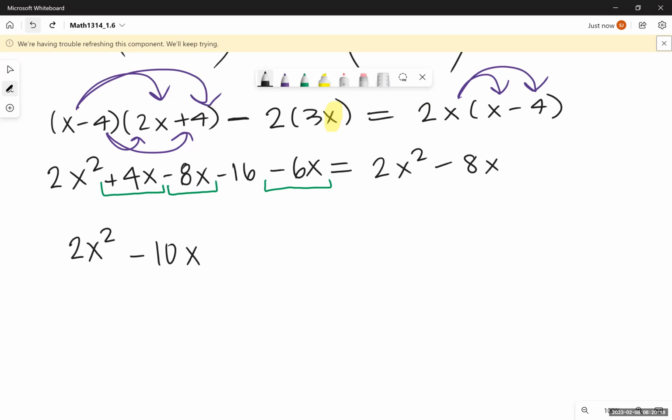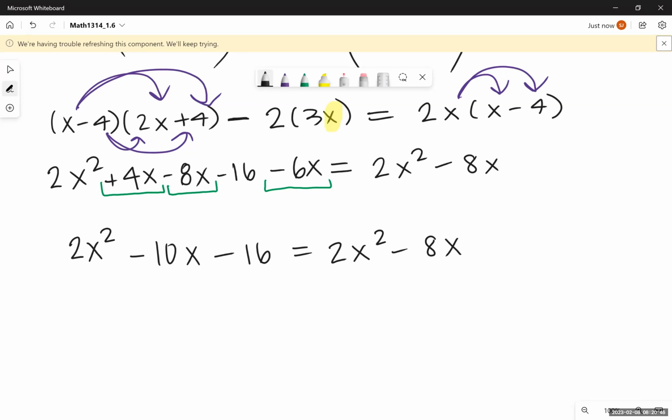Now looking, I see that I do have this -16. Nothing else is just a number. And so I just write -16 equals 2x squared -8x. On the left-hand side, nothing is alike or the same type of term, and on the right-hand side, the same. So now I could start going ahead and moving things around.